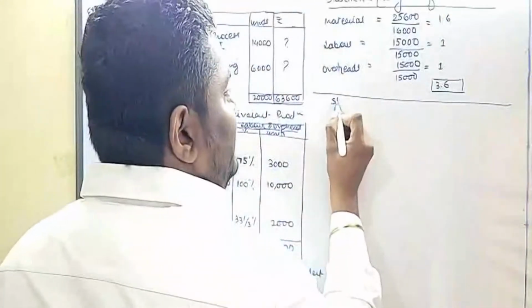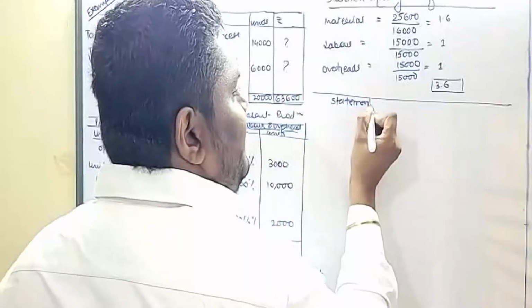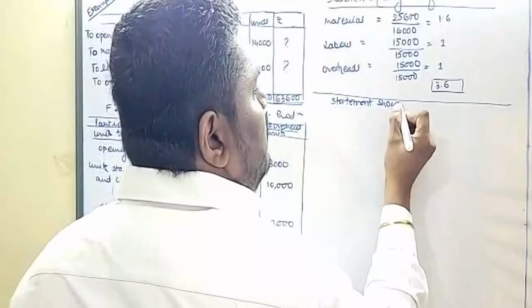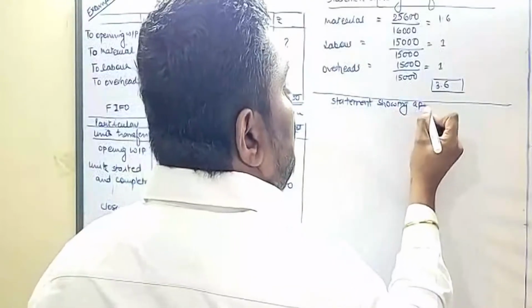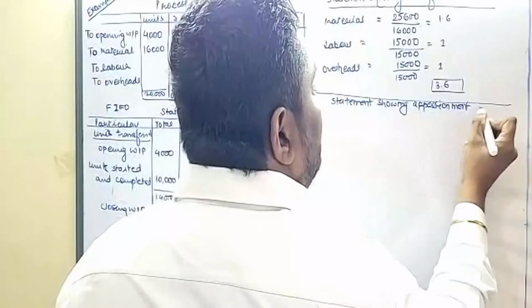Now we'll prepare the next statement, that is statement showing apportionment of cost.